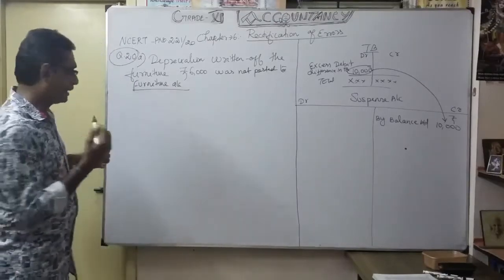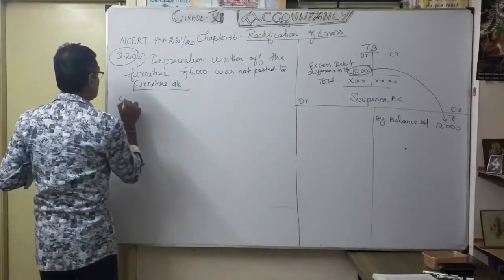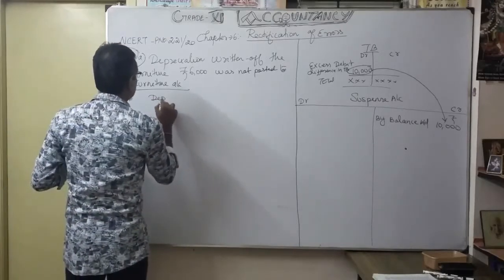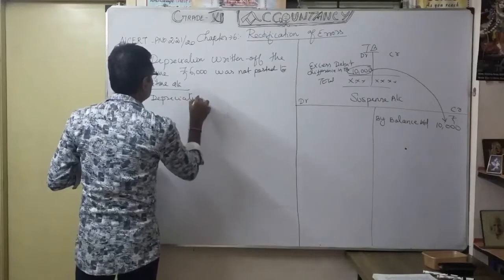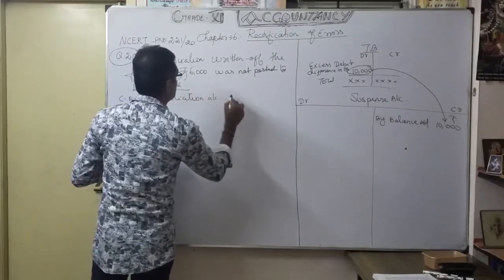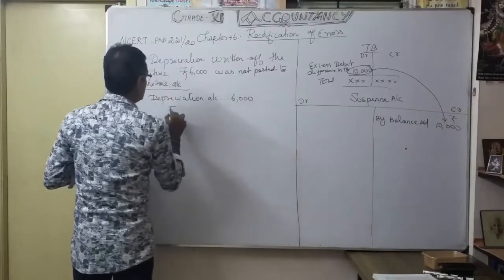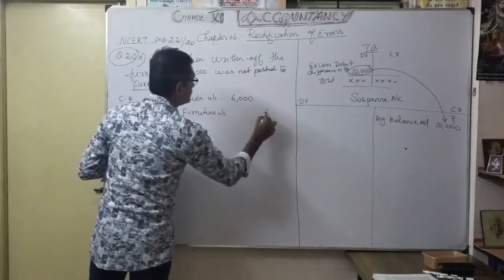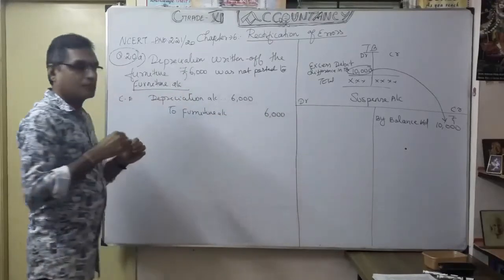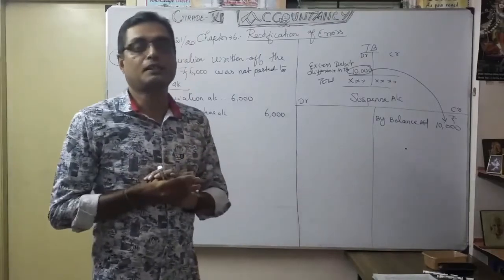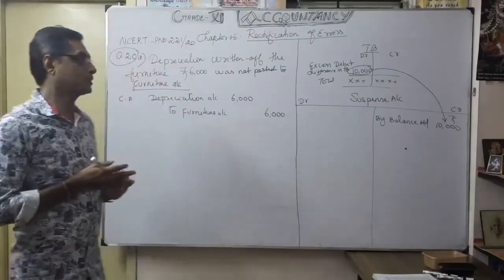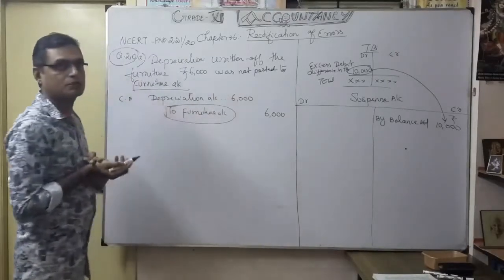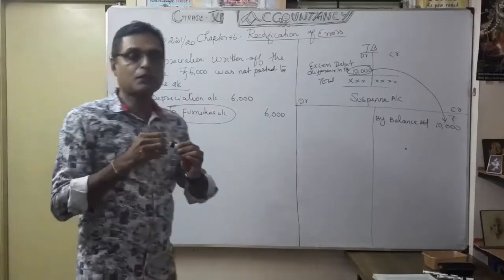Understood? So actually, what is the correct entry? I will show you here. The depreciation account debit, how much? 6,000, to furniture account, 6,000. That is the entry. Suppose you have to pass that entry: depreciation account debit to furniture account credit. What happened? They said not posted to the furniture account. So they did not post this. That is a partly omitted, one-sided error.